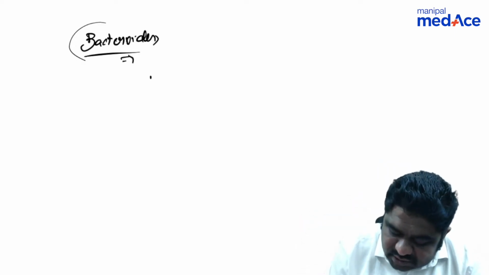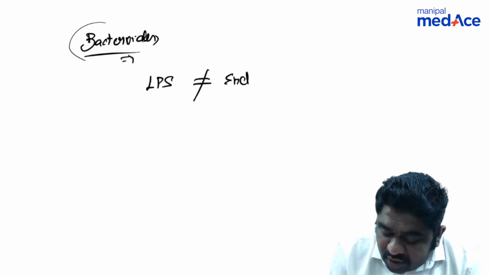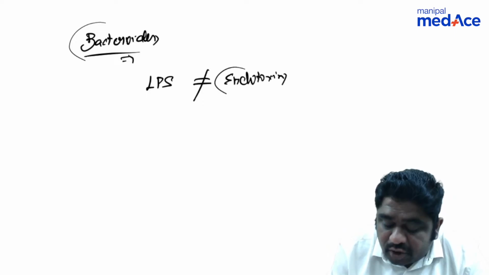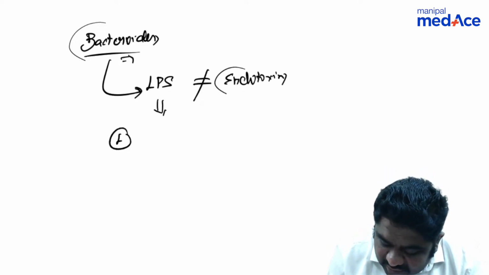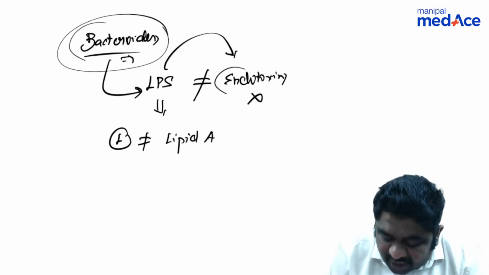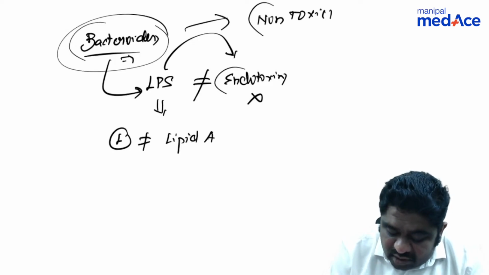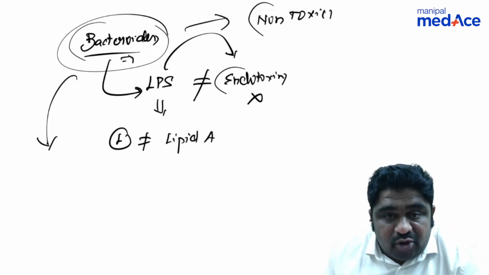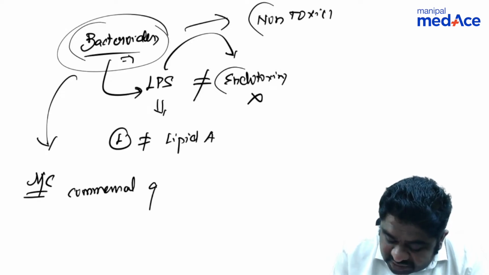In Bacteroides, you have LPS, but that LPS is not equal to endotoxin. I told you, right, what amounts to endotoxin? The lipid A. Because Bacteroides has the LPS, but the L is not equal to lipid A, the LPS is not equal to endotoxin. So Bacteroides is almost a non-toxic organism. That is why the human body is able to keep the organism as a commensal. That makes Bacteroides the most common anaerobic commensal of the human GIT.